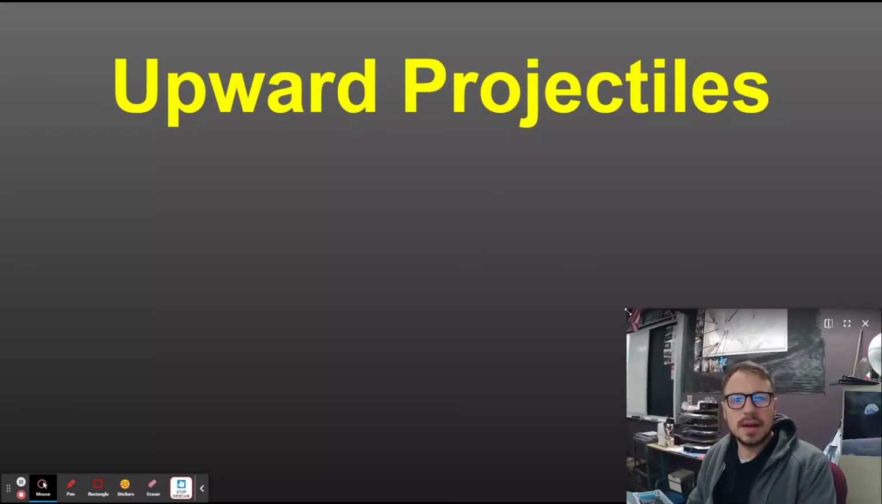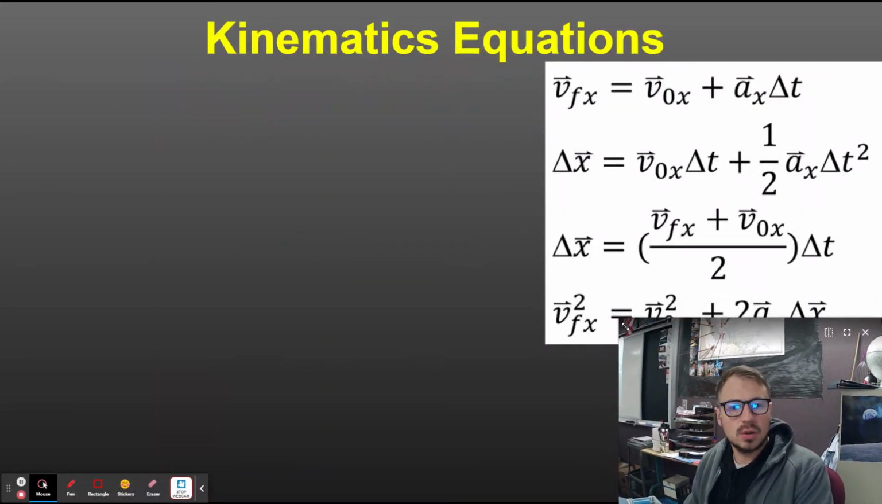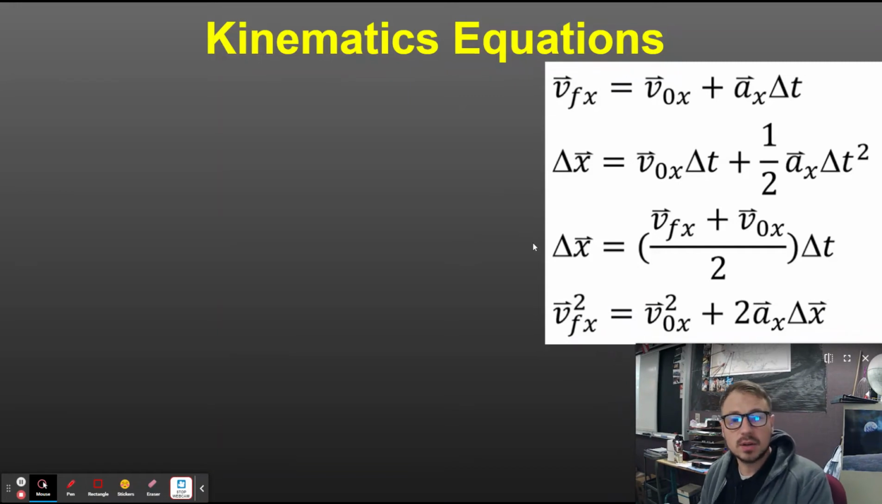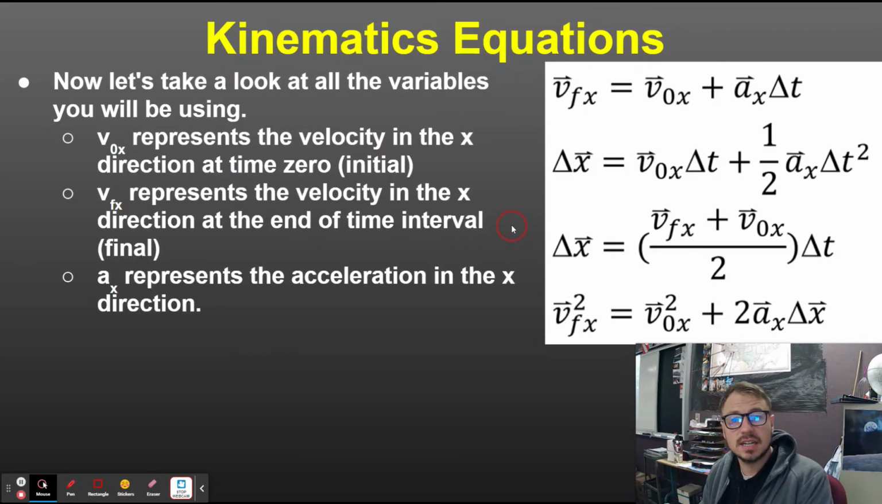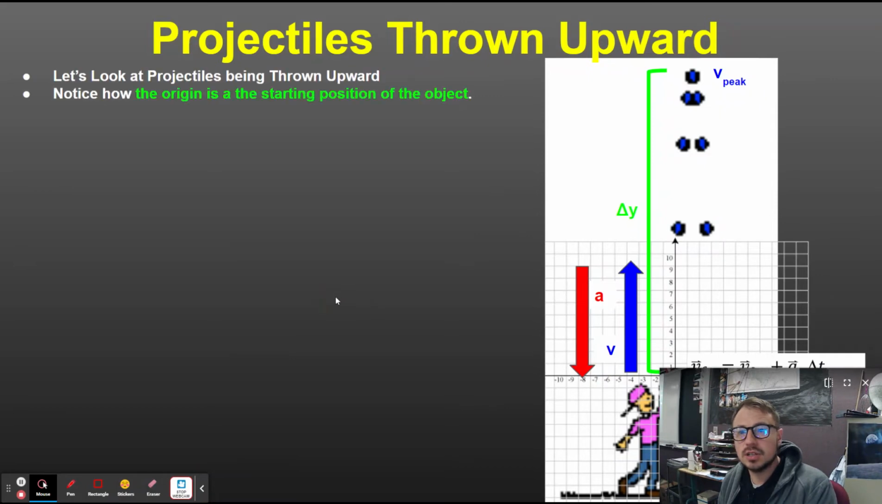This video is about upward moving projectiles. So this is in the vein of kinematic equations, same basic concept. It has time, position, velocity, and acceleration. So if we look at a projectile being thrown upward, let's just take a look at those variables.